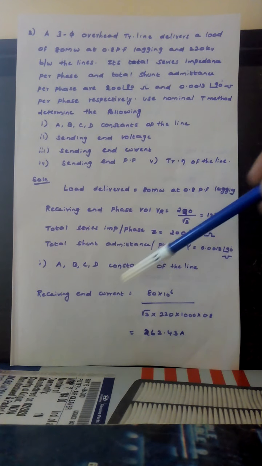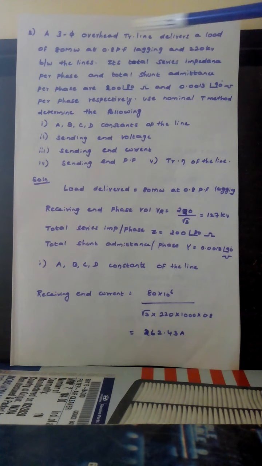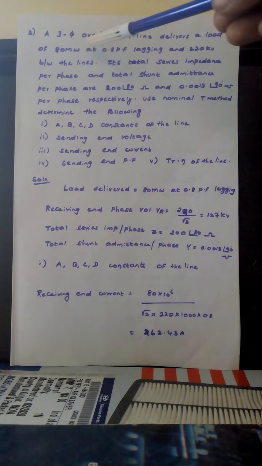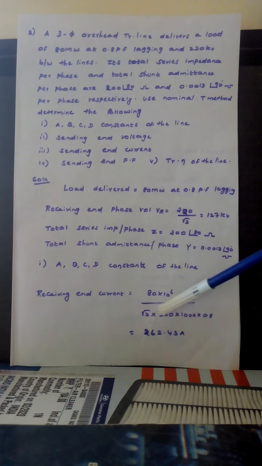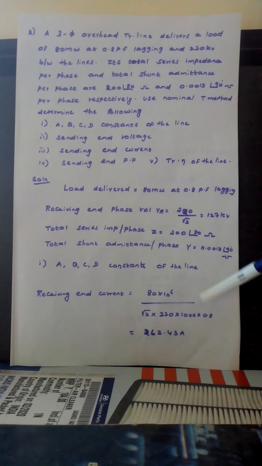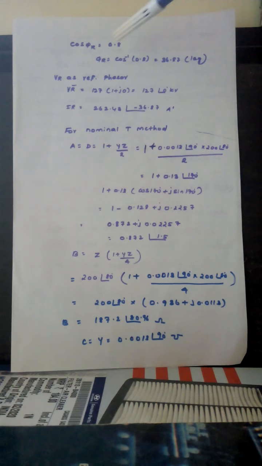IR can be found by power divided by root 3 VR cos phi r. Power is 80 into 10 to the power of 6 divided by root 3 into the voltage, 220 into 10 to the power of 3, that is 1000, into 0.8, the power factor. So we get 262.43 amps. Cos phi r is given as 0.8, so from this we find phi r is 36.87.